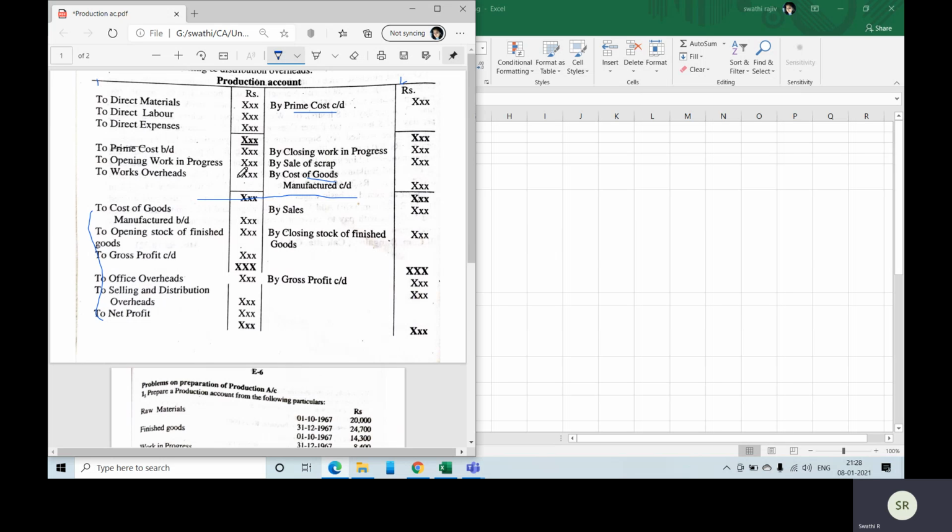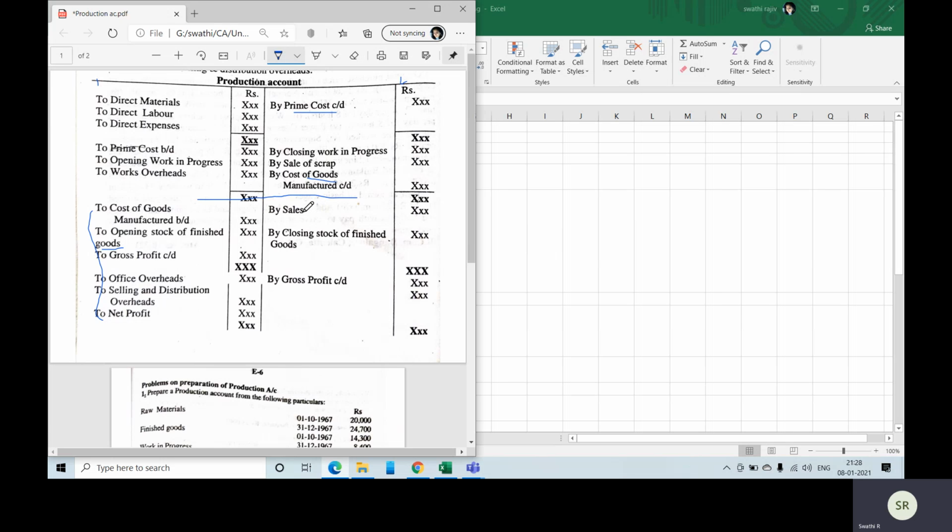From here onwards, I told you your trading account starts. So in trading account, finished goods always will appear. You're ready to sell it. That's the meaning of that, which is why your opening stock and closing stock of finished goods will always come in your trading account. So once you bring down cost of manufacturing, you add opening stock of finished goods along with it.